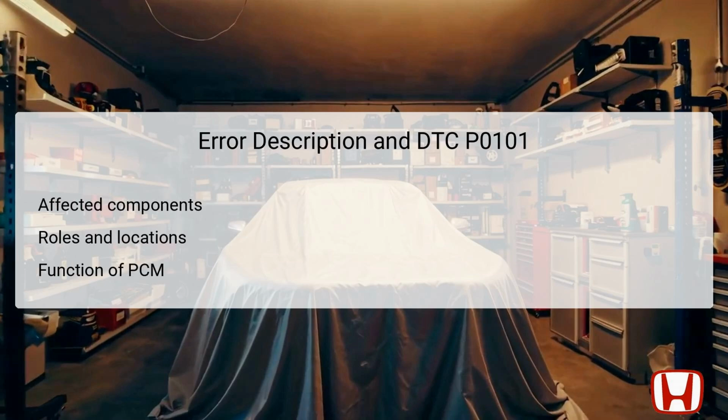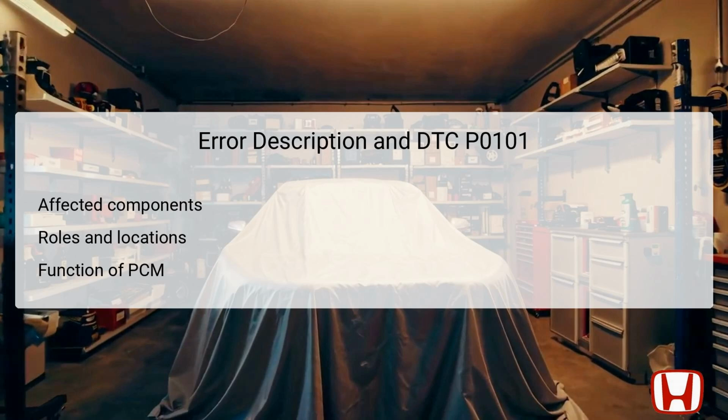The DTC P0101 primarily involves the mass airflow MAF sensor, the MAP sensor, and the Powertrain Control Module, PCM. The MAF sensor is located in the intake duct, just before the throttle body, measuring the volume of air entering the engine. The MAP sensor, located within the intake manifold, quantifies air pressure and aids the PCM in estimating airflow.